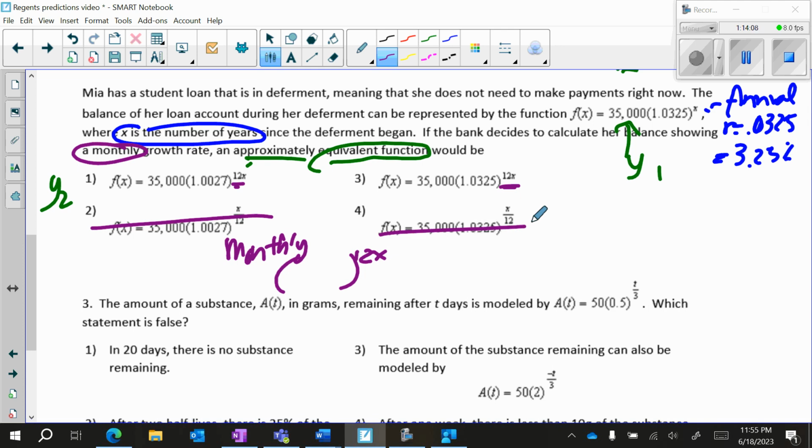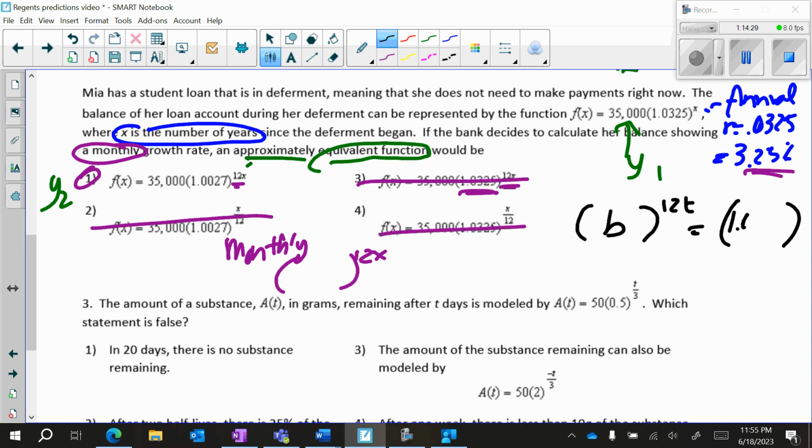Now you realize that if it's 3.25% per year, it cannot be 3.25% per month, so it's not choice 3. The answer is going to be choice 1 without me doing any math. But mathematically, as we went over, the base to the 12t has to equal whatever the old base was, 1.0325 to the 1t, or x. You could use x or t. So basically, the 1t means annual, and the 12t means monthly. So you take your base and you raise it to the 12th, and you set it equal to 1.0325.